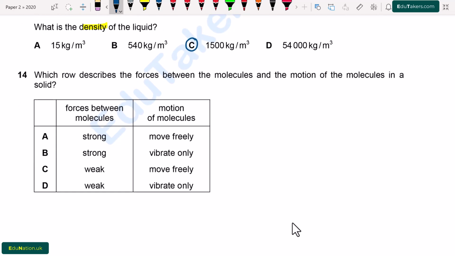Question number 14. Which row describes the forces between the molecules and the motion of the molecules in the solid? We know that in the solid, the molecules are very close to each other. There is very small spacing between these molecules, so they just vibrate. And the forces between these molecules are very strong. So forces are stronger and these molecules vibrate only. So from here, option B is correct.